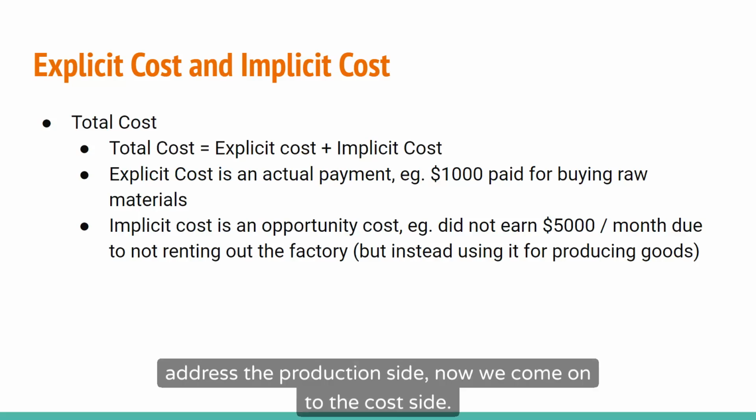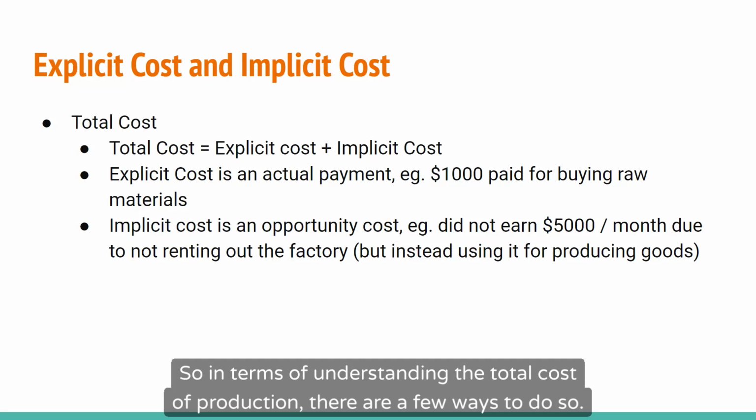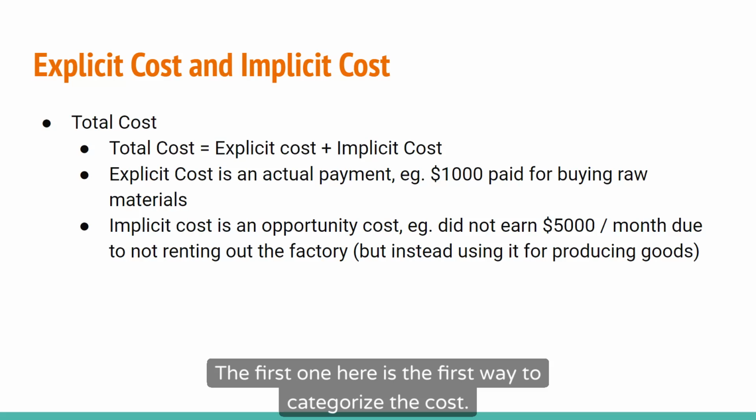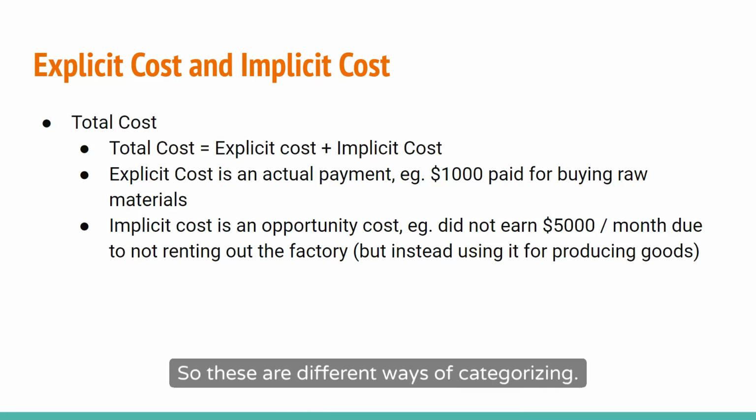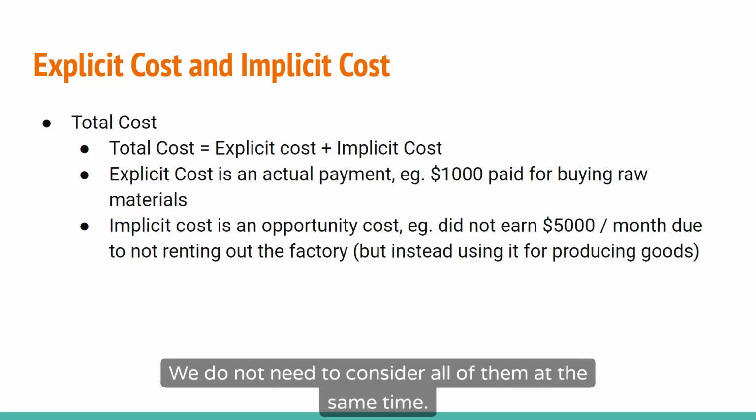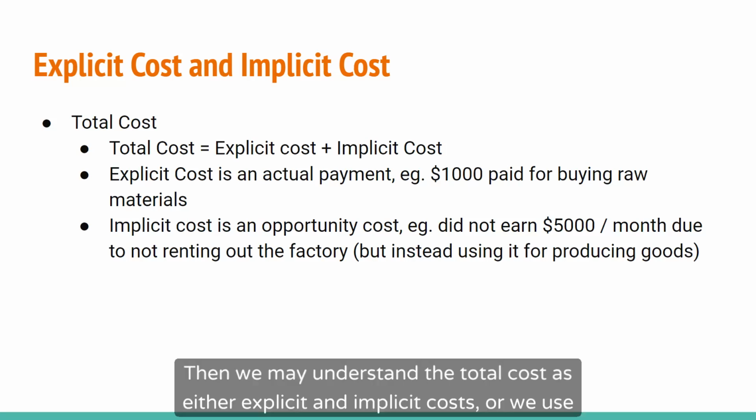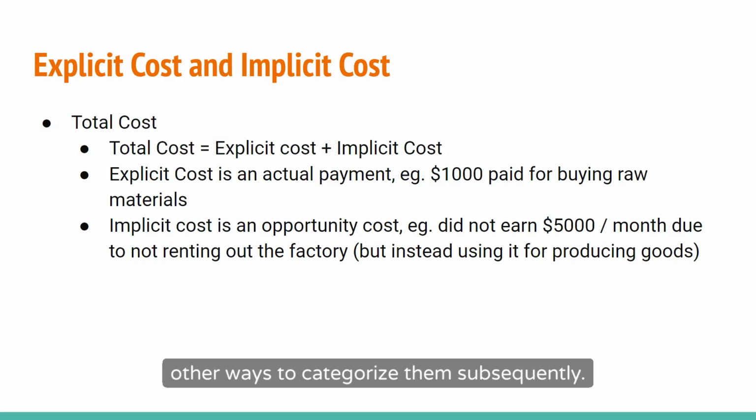So we've addressed the production side. Now we come on to the cost side. So in terms of understanding the total cost of production, there are a few ways to do so, right? The first one here is the first way to categorize the cost. Okay, so these are different ways of categorizing. We do not need to consider all of them at the same time, right? So depending on what the question or what the context is, then we may understand the total cost as either explicit and implicit cost, or we use other ways to categorize them subsequently.